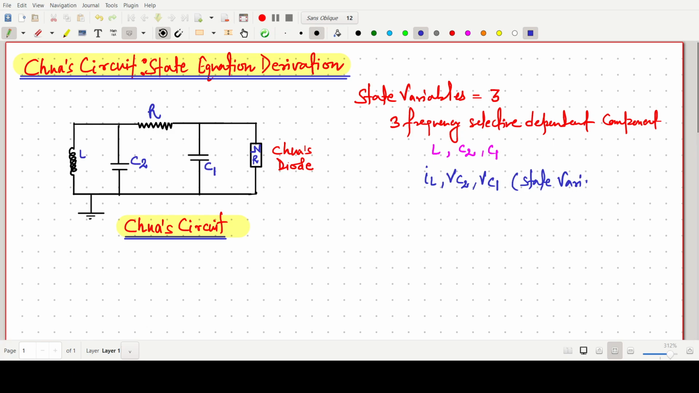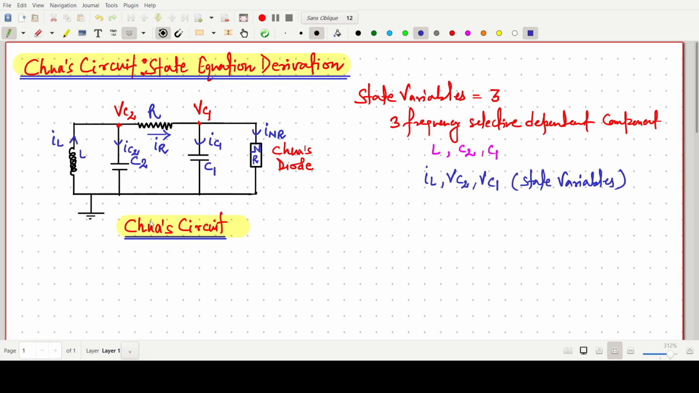Now, this voltage I am saying VC2, and this voltage VC1, and the current in this one I am saying IR, this current IC1, and this current INR, the current in the negative resistor. Say this current is IC2, and the inductor current is IL.